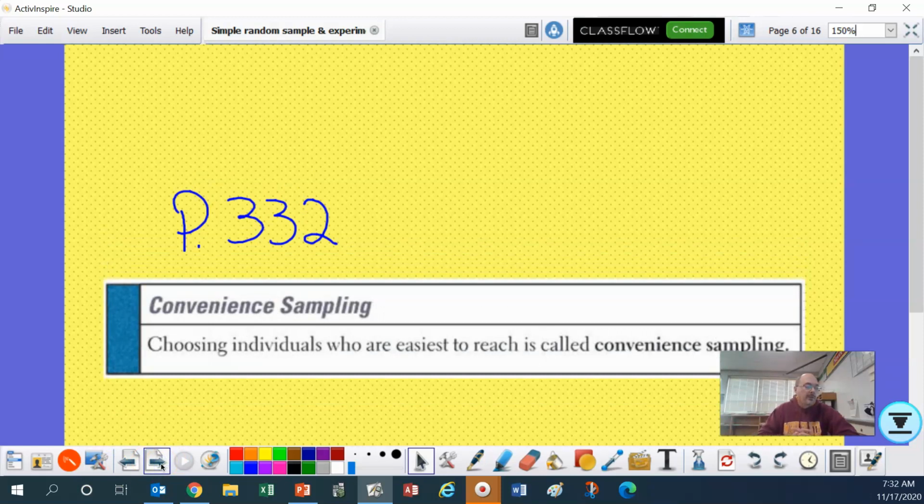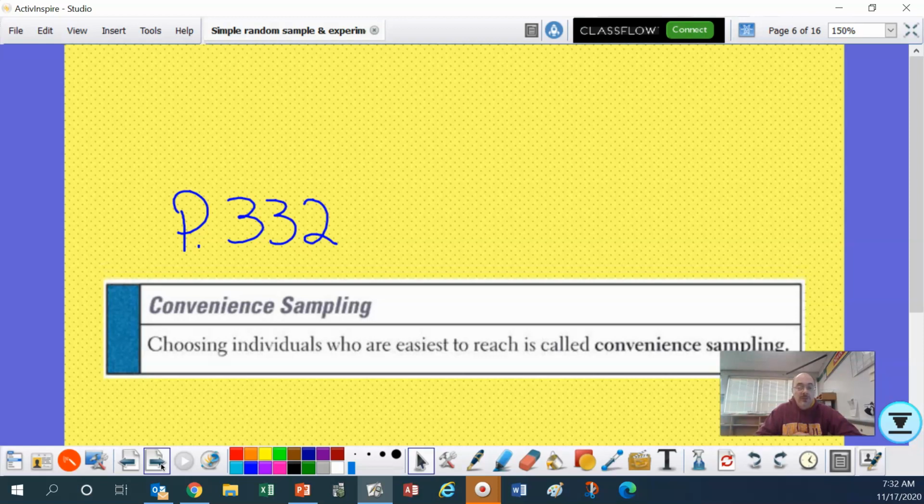We're going to end with convenience sampling. Choosing individuals who are easiest to reach is called a convenience sample. For example, if we were in school and I wanted you to have students do a questionnaire, it would be very convenient for you to either ask people during lunch or just ask people in one of your other classes. That would be very convenient. It just makes it real easy to reach people.